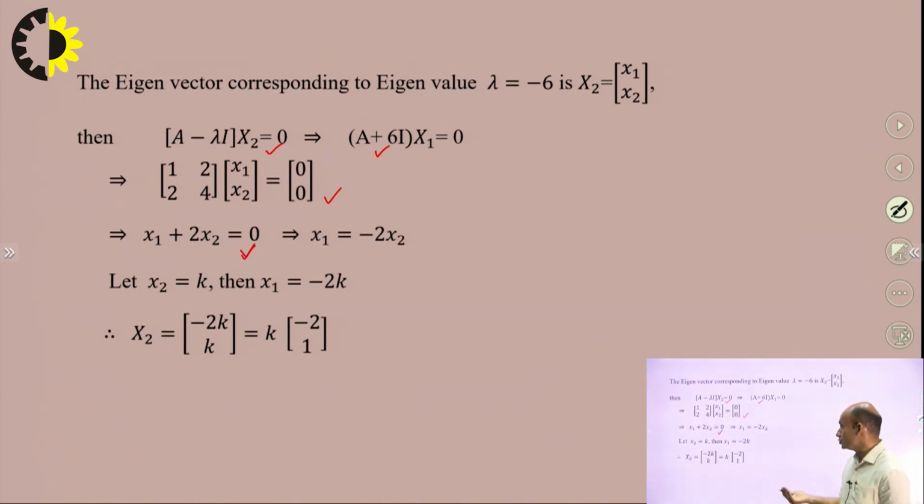and again we have to assume any of the variables as some arbitrary number. Let x2 be k, then x1 will be minus 2k. So we get the vector x2, which is minus 2k and k. So we get k times minus 2 and 1, which is the eigenvector corresponding to eigenvalue lambda equals minus 6. So this is an example of a matrix of order 2 here.